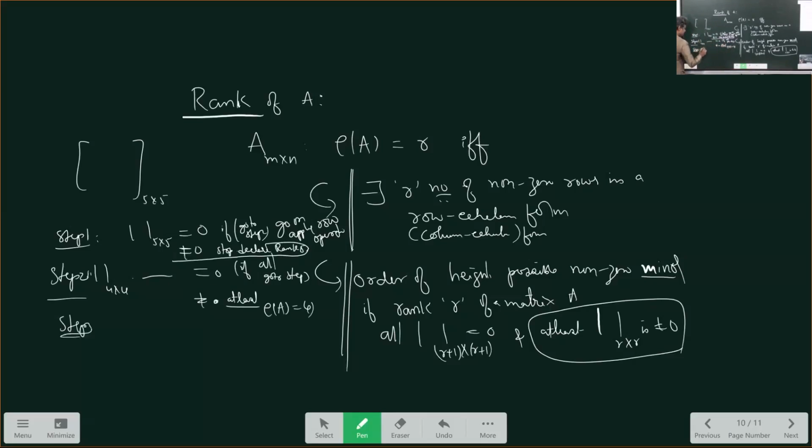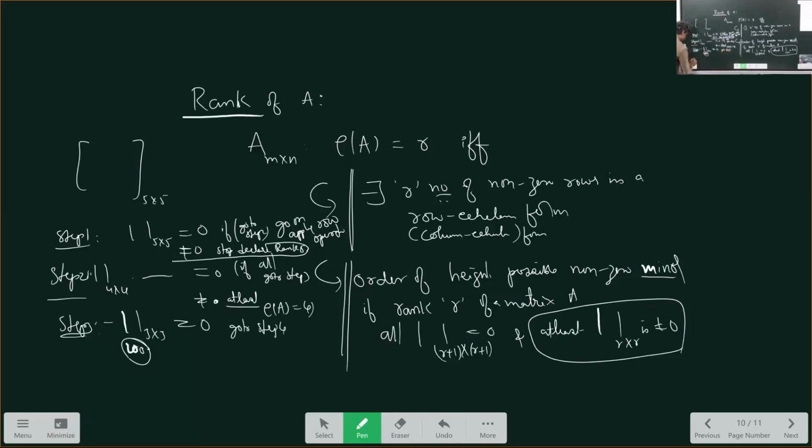What is step 3? Identify all 3 by 3 minors. How many 3 by 3 minors are there? 5C3 into 5C3. 5C3 is equal to 5C2, which is 5 into 4 by 1 into 2, that is 10. 10 into 10, 100. There are 100 3 by 3 matrices. If all are zeros, then go to step 4.